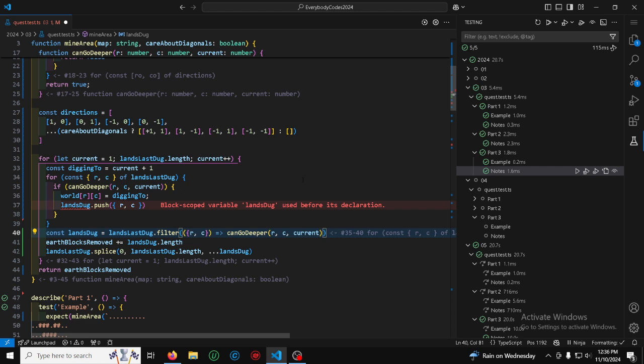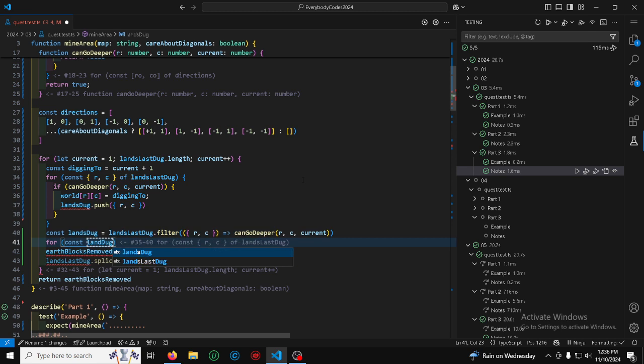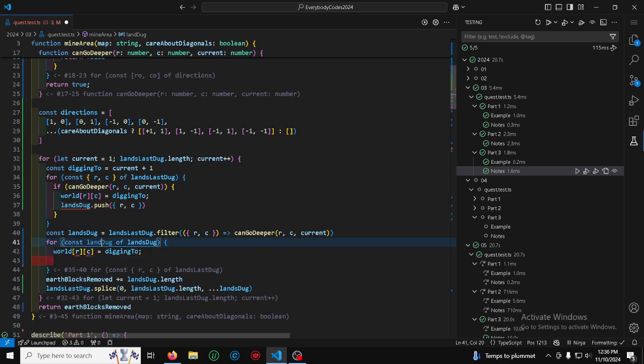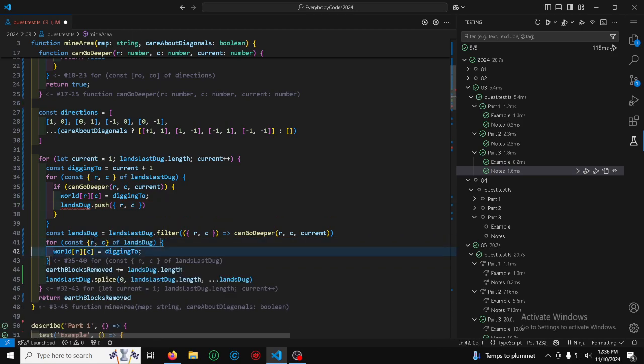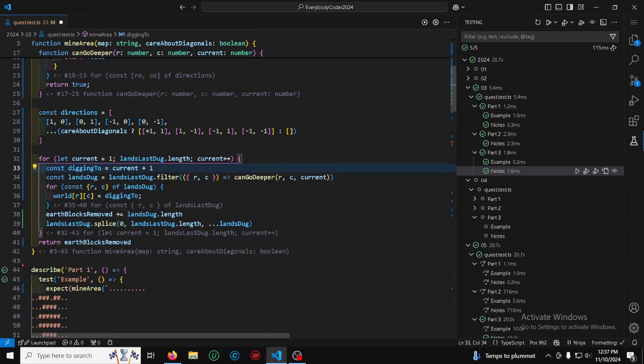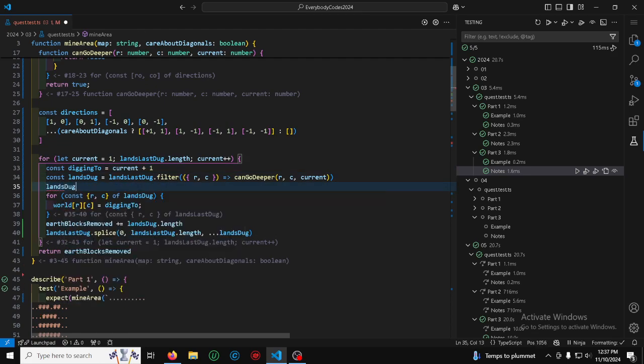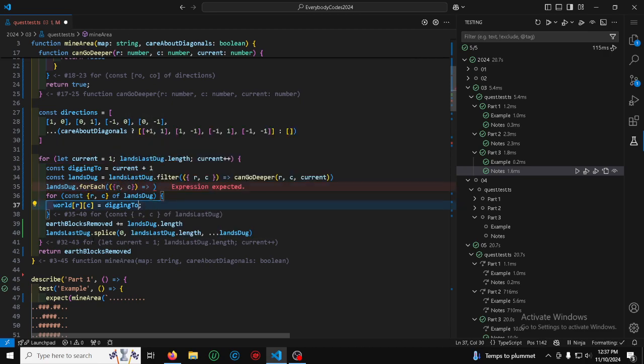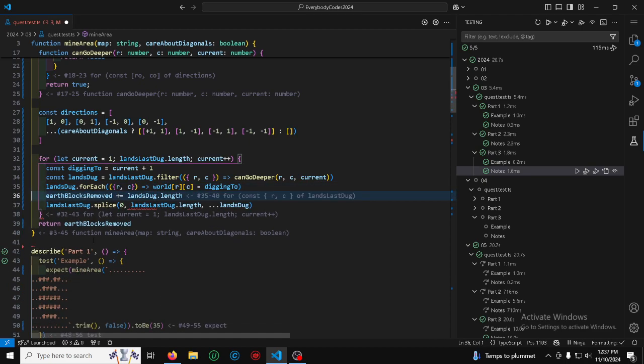So we're doing the filter, and then we still want these. So for const landDug of landsDug, we want to do RC, still want to do that side effect. So, again, we're mixing a little bit of functional, little for loop, forEach. Maybe we go start forEach RC. I don't know. I mean, I know I can do it. I don't know how all my linters are going to feel about me putting an expression. Okay, not too bad. So we still need that, yes.